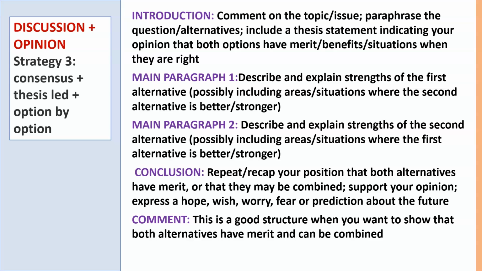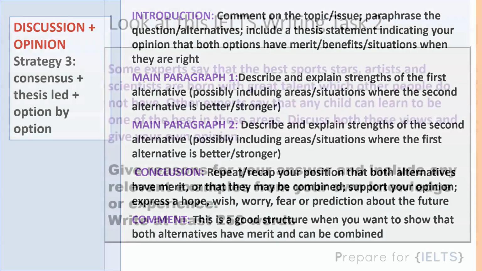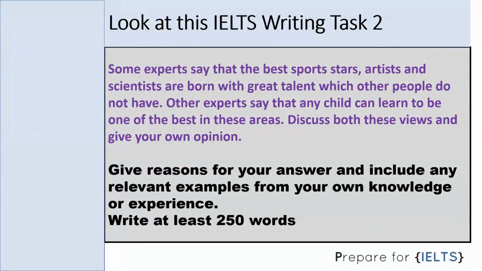So I think this is a good strategy. Let's have a look at examples. Some experts say that the best sports stars, artists, and scientists are born with great talent which other people do not have. Other experts say that any child can learn to be one of the best in these areas. Discuss both these views and give your own opinion. So you can see this is definitely discuss plus opinion.